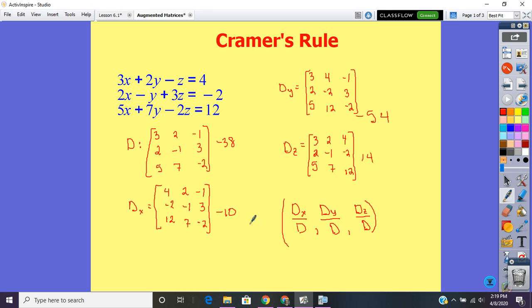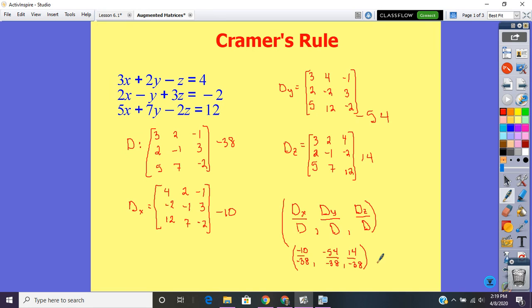So let's see if we can do this. 10 divided by -38, or -10 divided by -38. Then we'll have -54 divided by -38, and 14 divided by -38. Now, I don't know how other teachers feel, but I will tell you in my classroom, this is not an acceptable answer. All of these fractions need simplified.